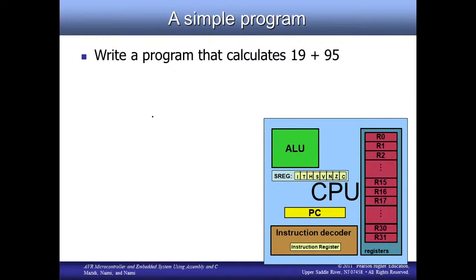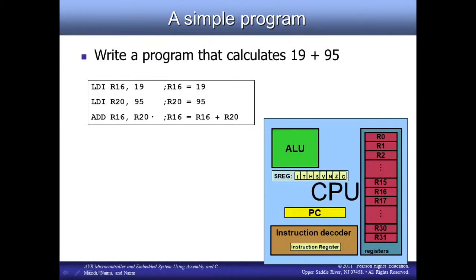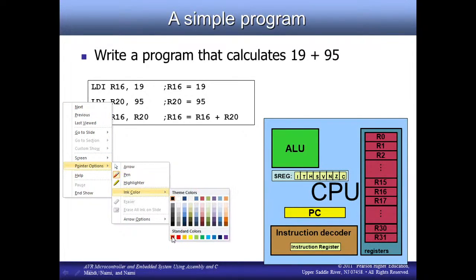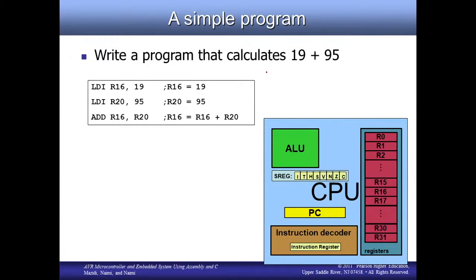I hope all of you must have started doing this exercise. This is the answer I am displaying here. We want to calculate 19 plus 95. That means we have to shift these values to some registers. So LDI R16, 19. So 19 is transferred to R16. 95 is transferred to R20. So both are transferred to some registers.